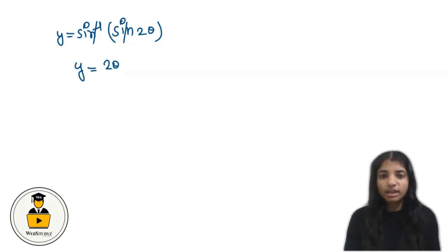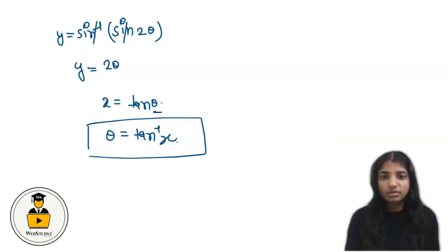Y equals 2 theta, and we just calculated that x equals tangent of theta. So we are going to calculate the value of theta. Theta from here equals tangent inverse of x. So we can write this as y equals 2 tangent inverse of x.